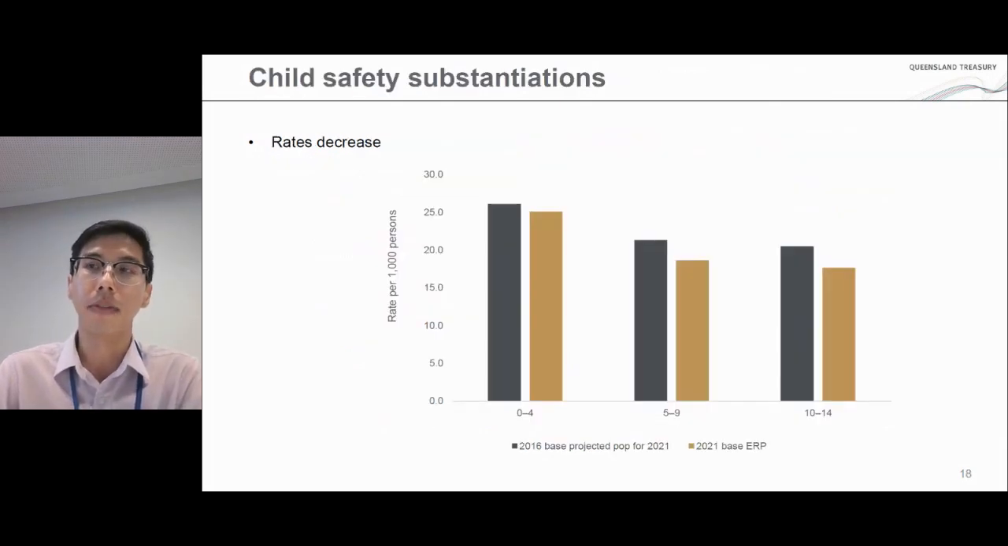This was also similar with child safety substantiation rates by age groups, where the rates were smaller for those using the larger population estimates as the new denominators, which are shown in the gold bar. And the impact is more pronounced in the 5 to 9 and 10 to 14-year-old age groups because of the change in age structure that Ross pointed out earlier.